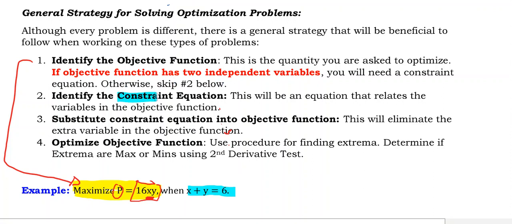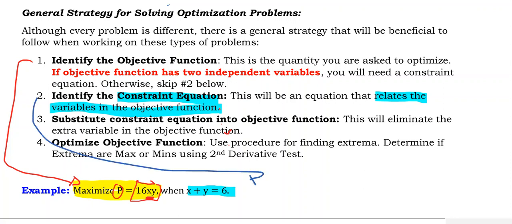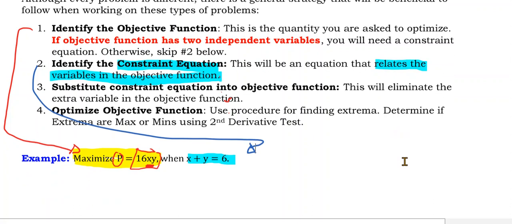Now the constraint equation will always be the equation that relates the variables in the objective function. So you'll notice that the variables in the objective function are x and y, and the constraint tells us how x and y are related to each other. x plus y is equal to 6. So we have now identified the objective function, and we have identified the constraint. Well, the next thing to do is to substitute the constraint equation into the objective function. This will eliminate the extra variable. And so let's do that.